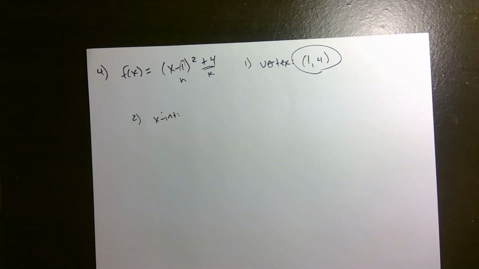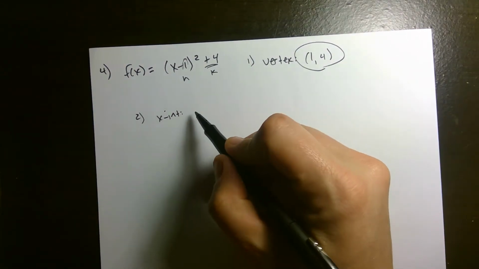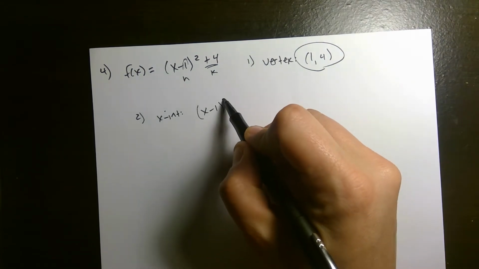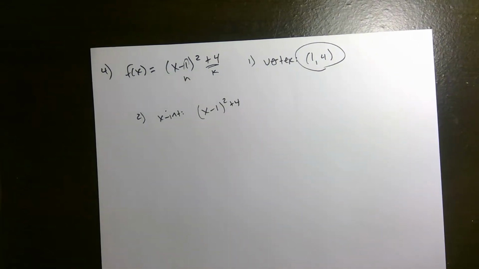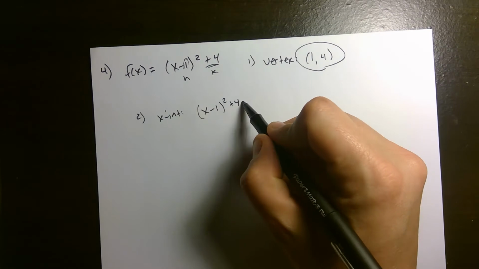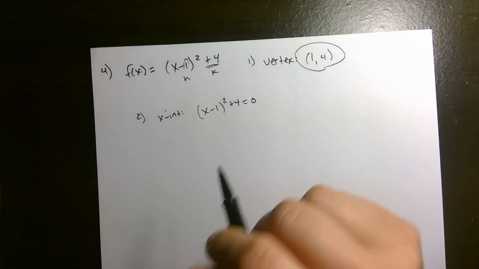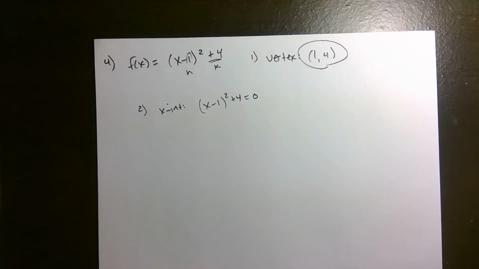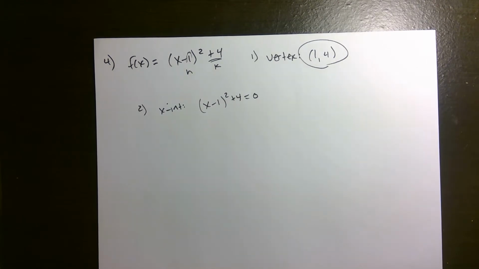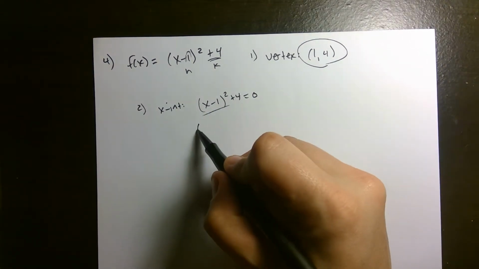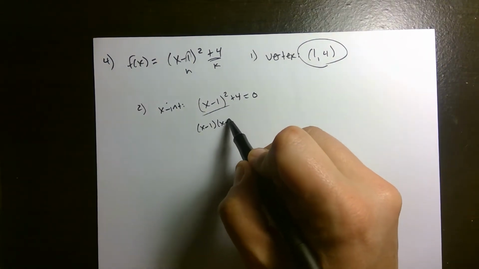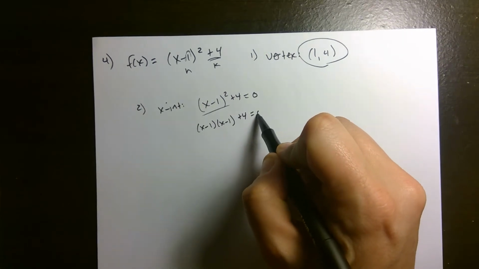And so what's going to happen is I'm going to take the problem that I'm given, x minus 1, quantity squared, plus 4, and set this thing equal to 0, and try to solve for x. Way back when we did these types of problems, we know that we have to FOIL this out. So I have x minus 1 times x minus 1 plus 4 equals 0.